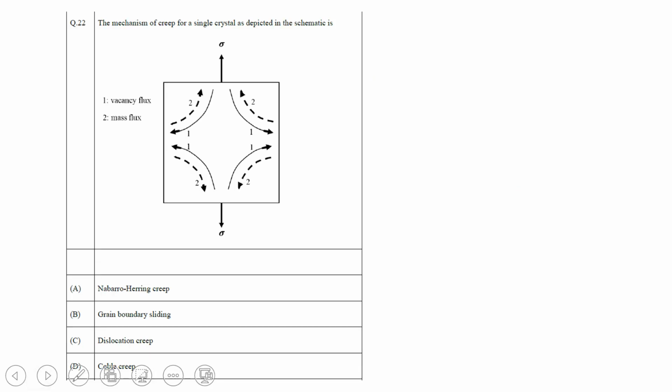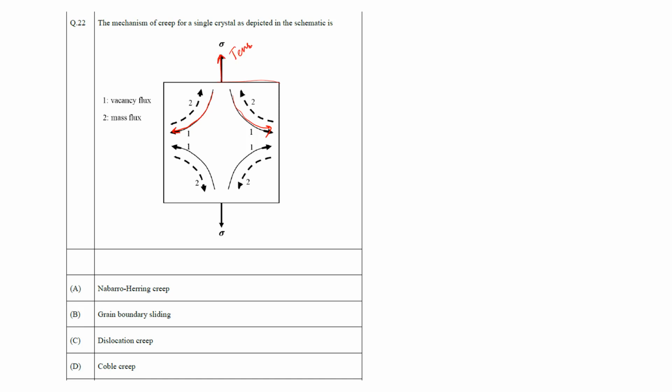The mechanism of creep for a single crystal, as depicted in the schematic, is... So we have a single crystal, and single crystal means only one grain, right? We can see that point 1 is marked as a vacancy. The vacancy is going to the left side and to the right side, and here we have applied the stress.